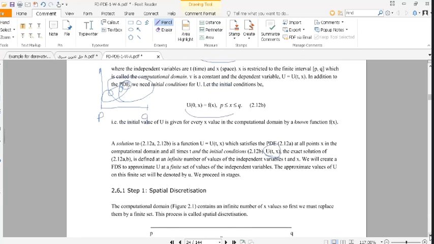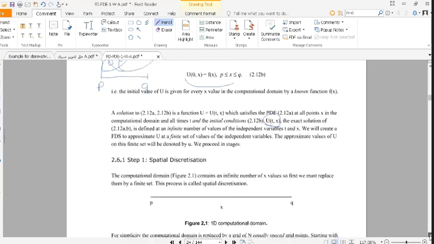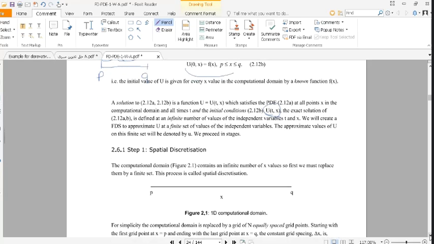Okay? Everybody, do you understand? Okay. We are going to use the approximate solution.